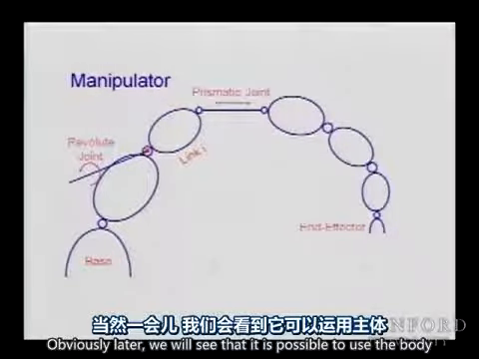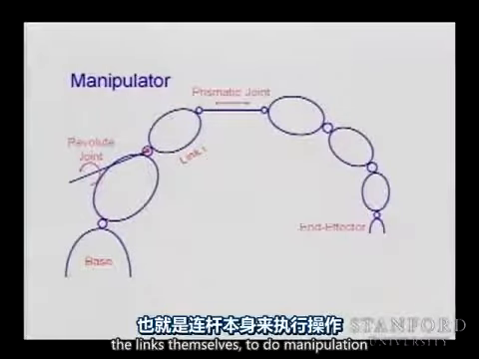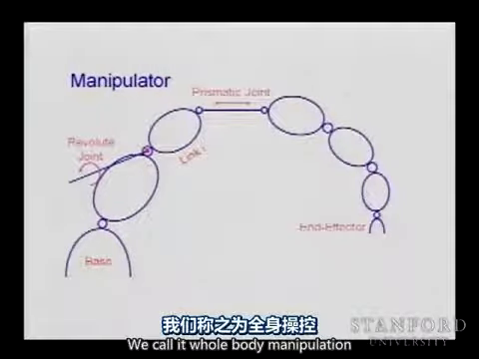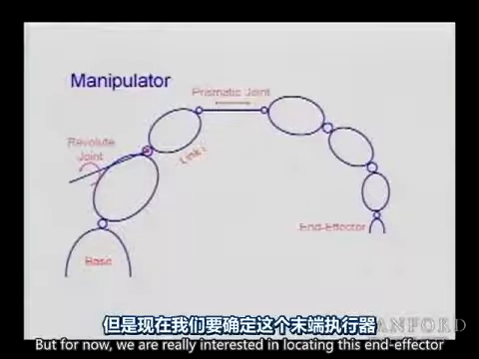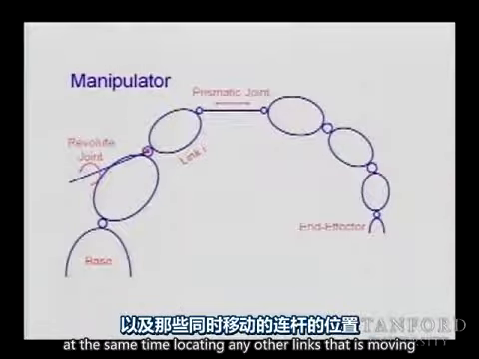The whole purpose of the manipulator is really to move this gripper and place it in space to do manipulation. Obviously, later we will see that it is possible to use the body, the links themselves, to do manipulation. We call it whole body manipulation. But for now, we are really interested in locating this end effector, at the same time locating any other links that is moving.